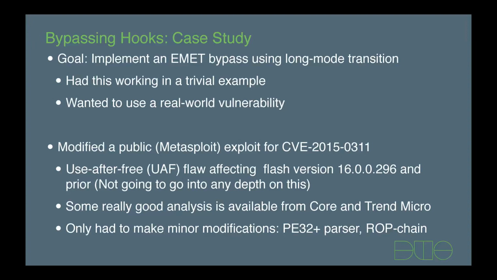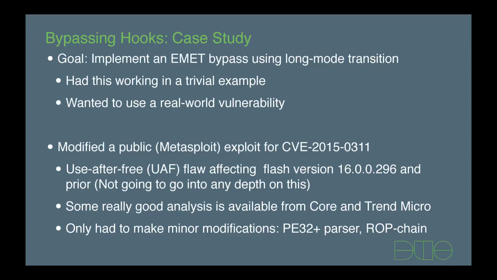If you guys think back to the Rust presentation yesterday, that was a dangling pointer example. A use-after-free flaw is a dangling pointer. So this is exactly the kind of stuff that he was talking about trying to prevent. I'm not going to go deep into the bug, but if you want to know more about it, there's really great analysis from both Core Security Technologies and Trend Micro.